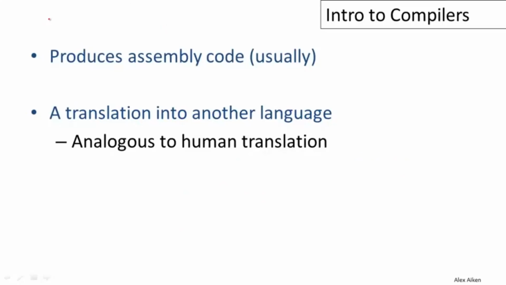Finally, the last compiler phase is code generation, often referred to as code gen. And code gen can produce assembly code. That's the most common thing that a compiler would produce. But in general, it's a translation into some other language. And this is entirely analogous to human translation. So just as a human translator might translate English into French, a compiler will translate a high-level program into assembly code.